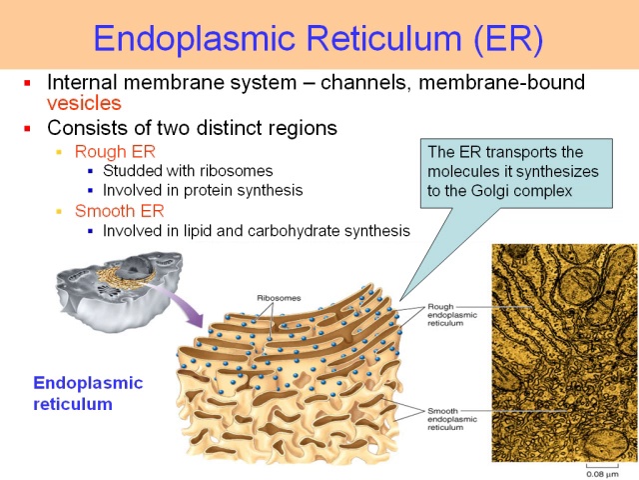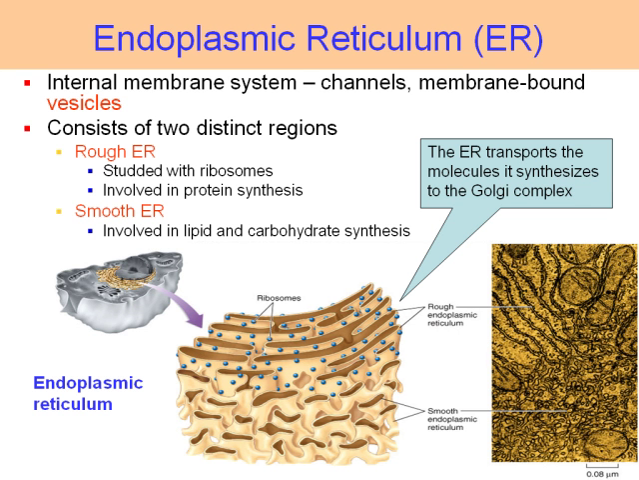First, you have the endoplasmic reticulum, and this is going to be that structure that surrounds the nucleus. The endoplasmic reticulum, or the ER for short, is going to be an internal membrane system composed of channels and membrane-bound vesicles that are going to break off from those channels. You have two distinct regions of your ER. And you're going to have, number one, your rough ER and your smooth ER.